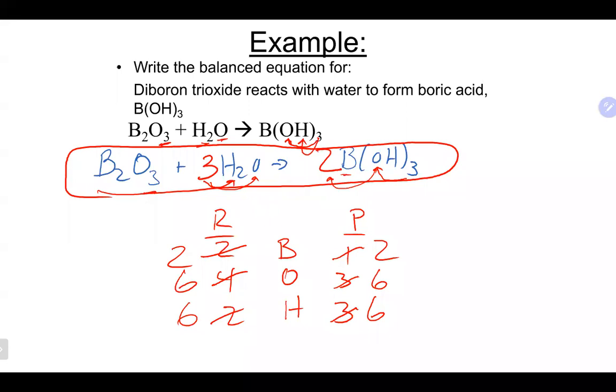All right, so since we're kind of out of time, we will leave it there. At least we got into some balancing. Hopefully that'll be helpful for you.